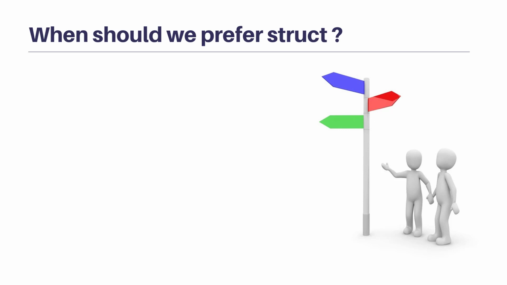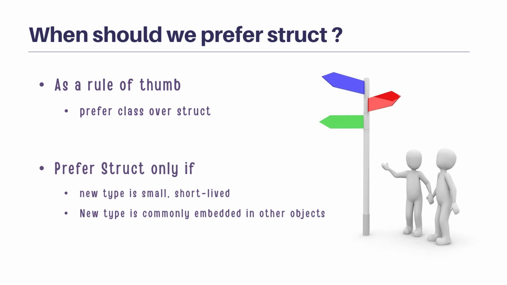Well, as a rule of thumb, in the majority of cases, classes should be preferred over structs. We should consider defining a structure instead of a class if the instances of the type are commonly short-lived, they are small, and they are commonly embedded inside other objects of the class.